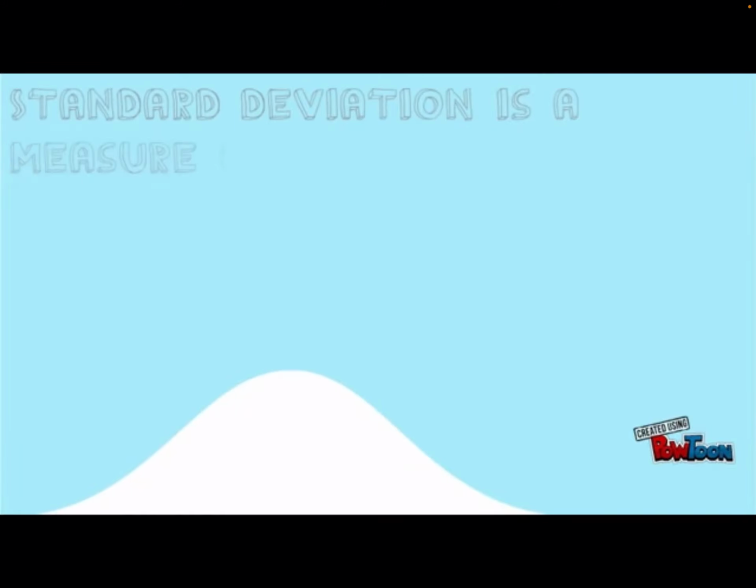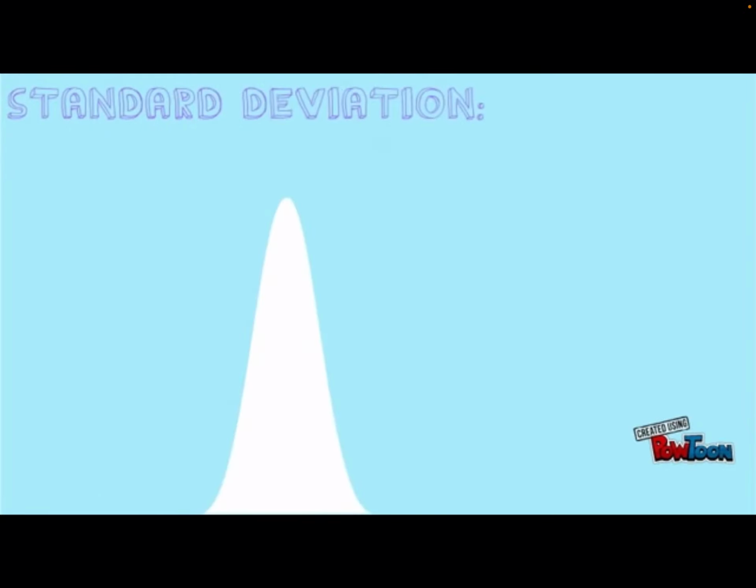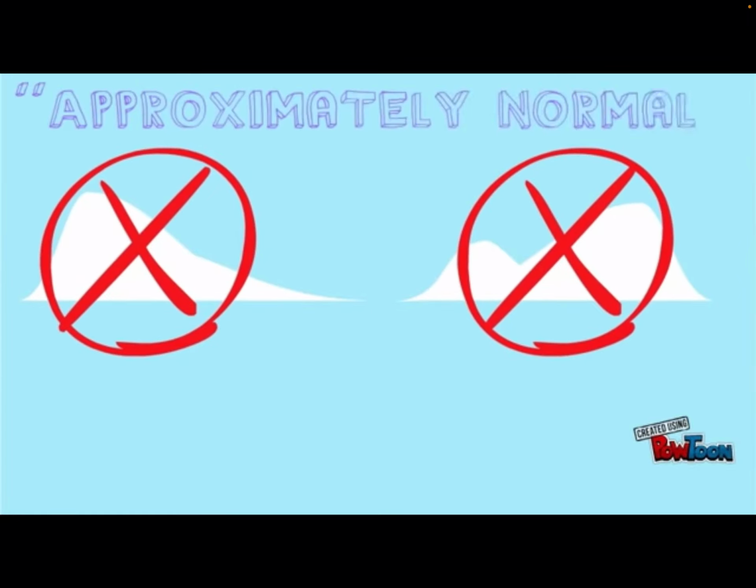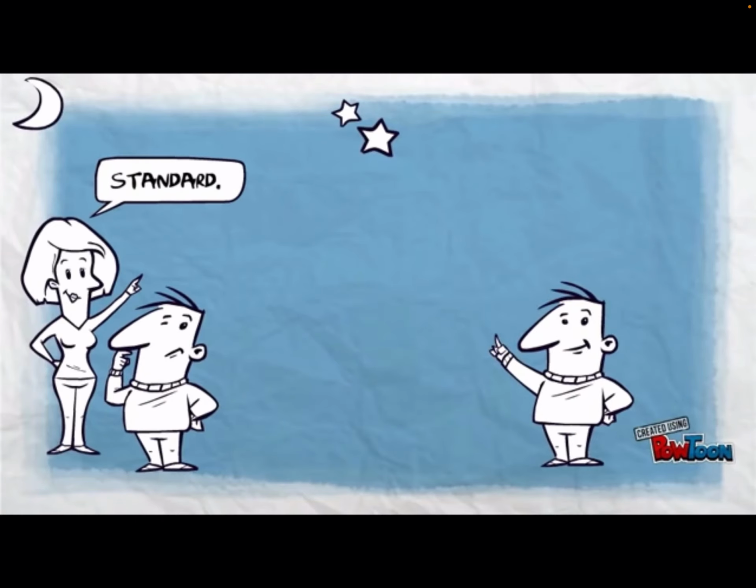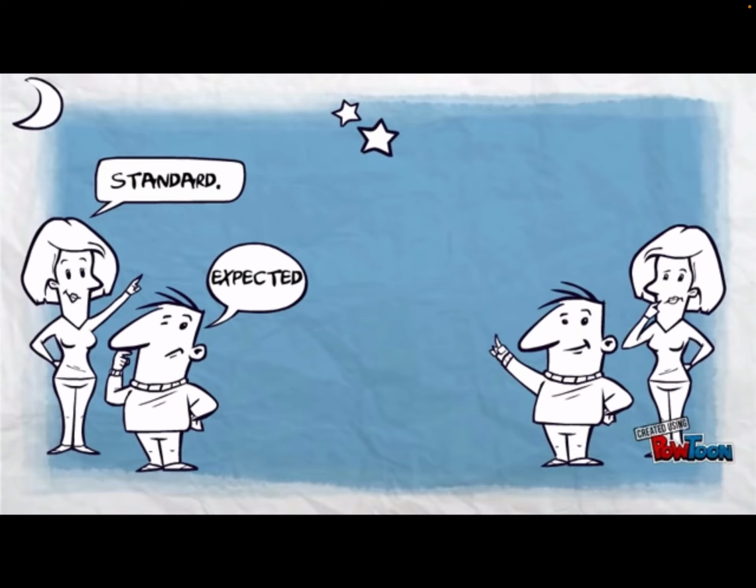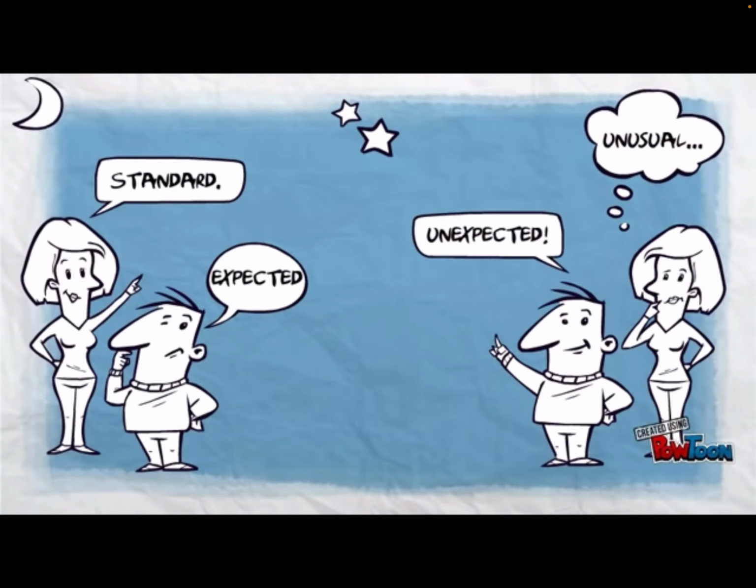Standard deviation is a measure of spread, that is, how spread out a set of data is. A low standard deviation tells us that the data is closely clustered around the mean, or average, while a high standard deviation indicates that the data is dispersed over a wider range of values. Standard deviation is used when the distribution of data is approximately normal, resembling a bell curve. It is commonly used to understand whether a specific data point is standard and expected, or unusual and unexpected.